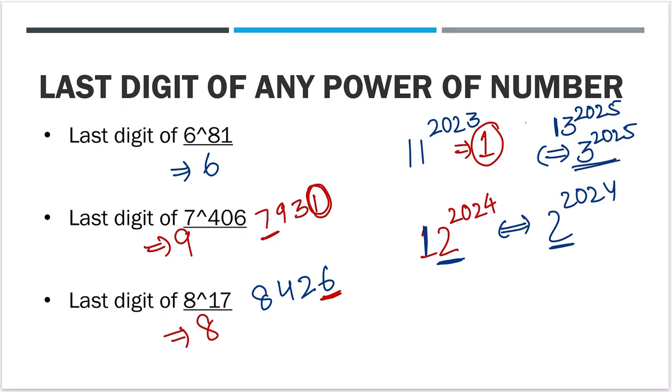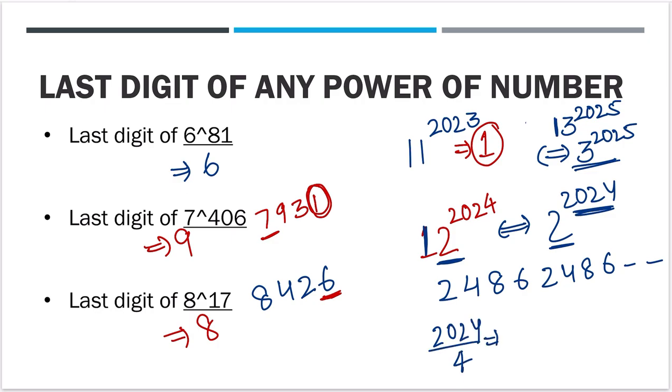Now, in case of 12 raised to power 2024, we have already seen 2, 4, 8, 6, 2, 4, 8, 6 and so on. This is how it will come. And if you check, 2024 is completely divisible by 4. So that is why our answer will be 6, because 2024 is completely divisible by 4 and does not leave any remainder. I hope this is clear.